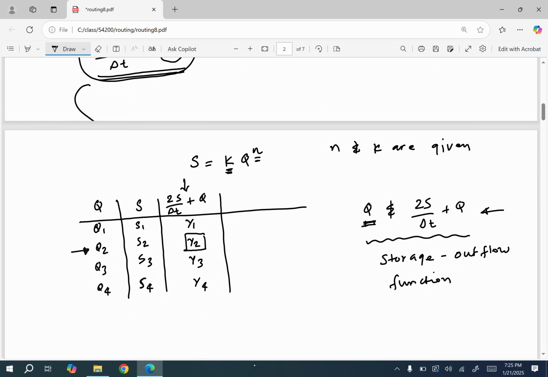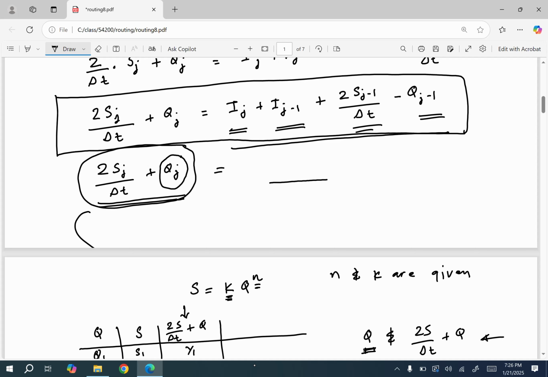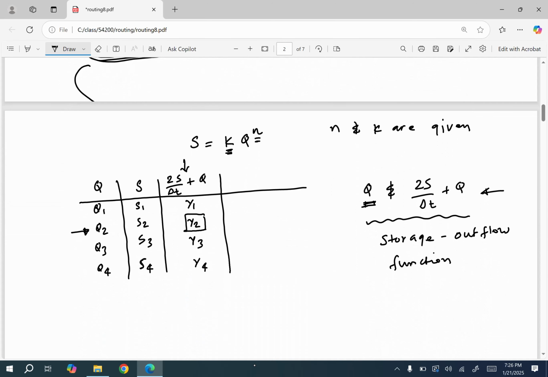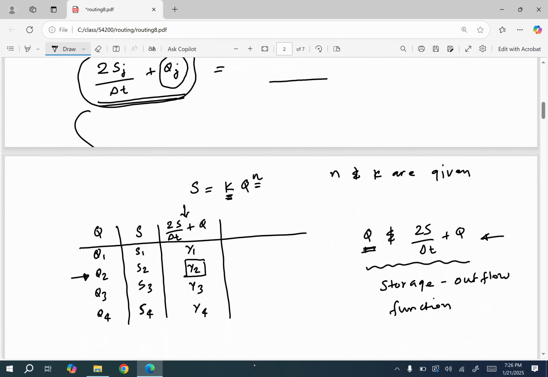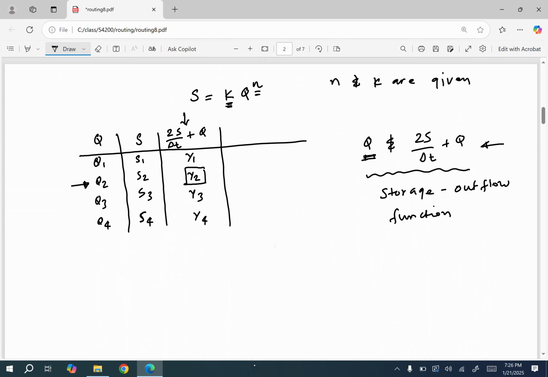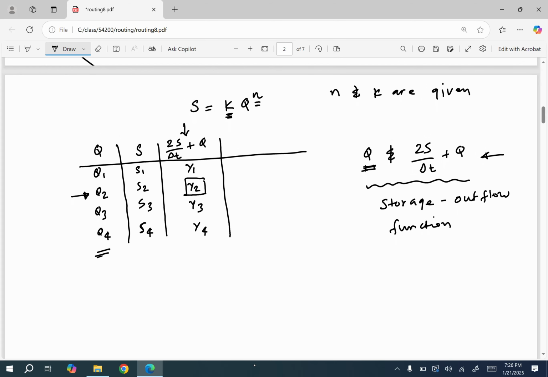Okay, so this is how we get q values, by using this expression, which is our expression for the modified pulse method. And then in conjunction with the storage outflow function, we can get values for q's. Okay, so this is how this works. Now in this case, we had this relationship. In practice, you may just have values for q and s, and then you can still develop this column.